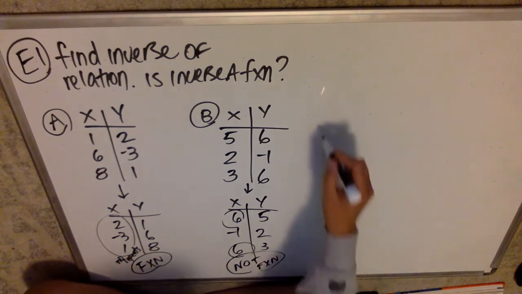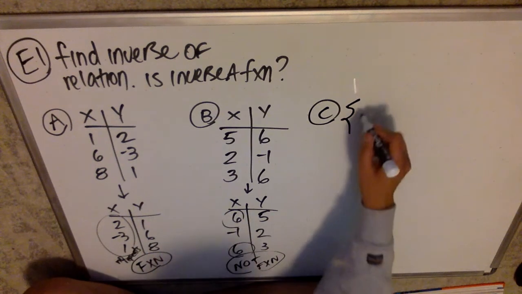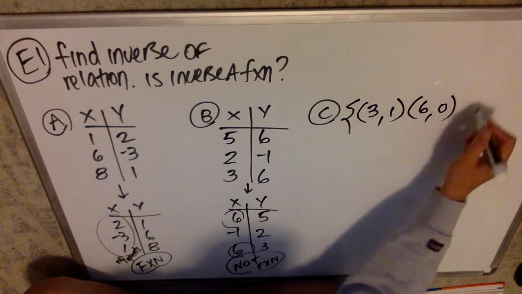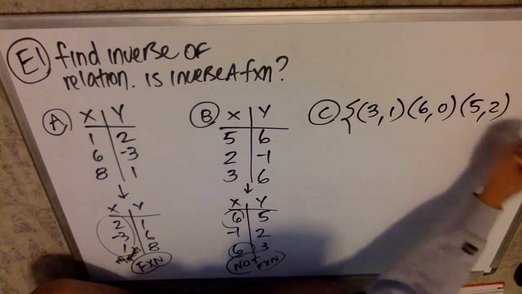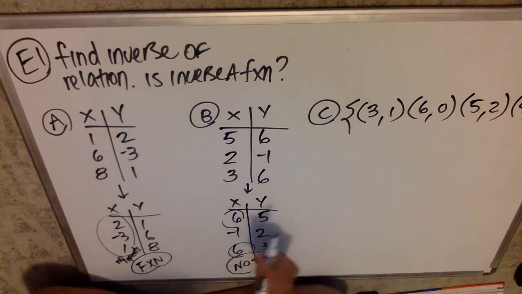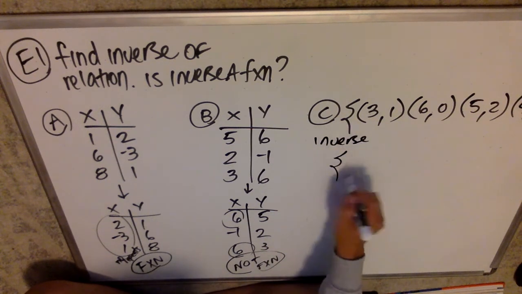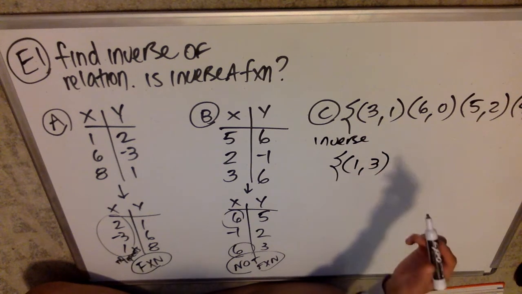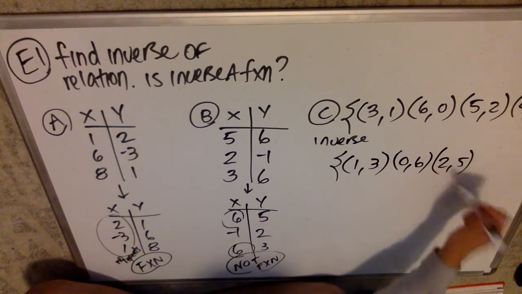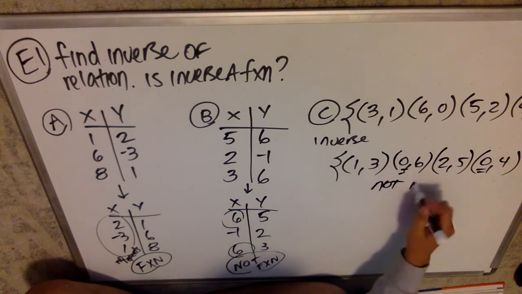Now, another way that we might see this, we'll go ahead and put a C here, is as a list of ordered pairs. So I wrote the ordered pairs as a table, but you might see it as something like 3, 1, 6, 0, 5, 2, and 4, 0. If you wanted the inverse of this, instead of 3 comma 1, I do 1 comma 3. Instead of 6 comma 0, I would do 0 comma 6. Instead of 5 comma 2, I would do 2 comma 5. And instead of 4 comma 0, I do 0 comma 4. And see how these zeros repeat? This is not a function, okay?